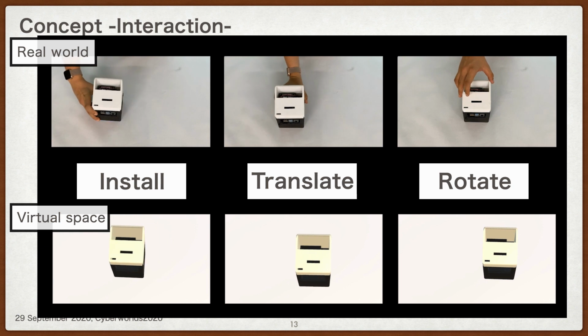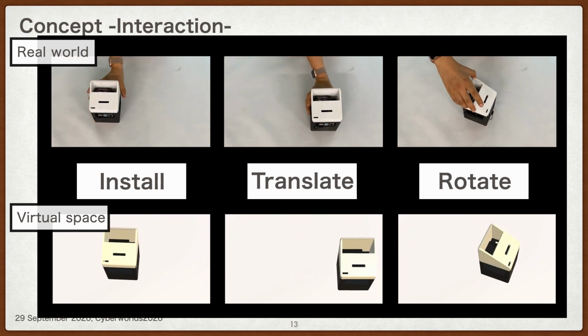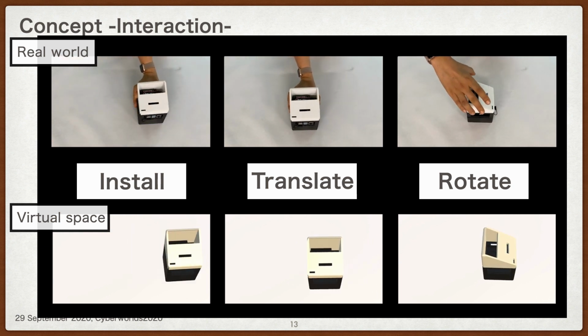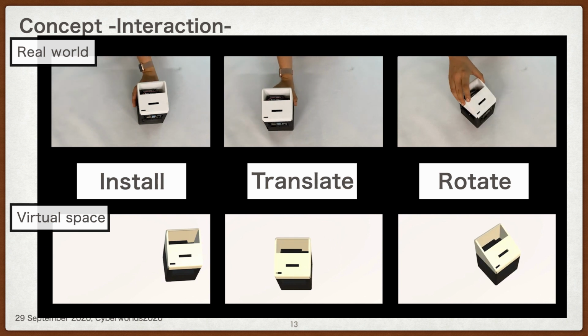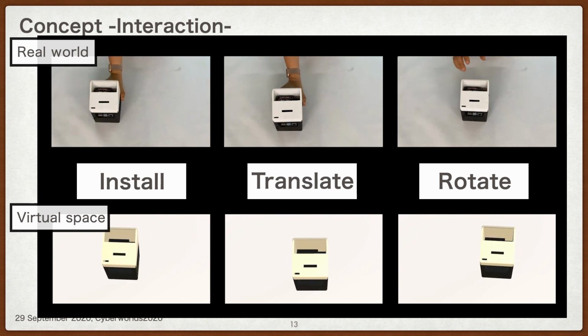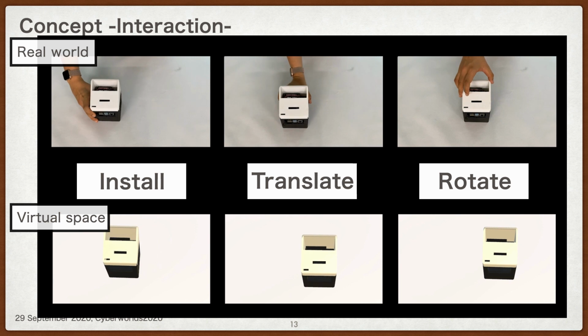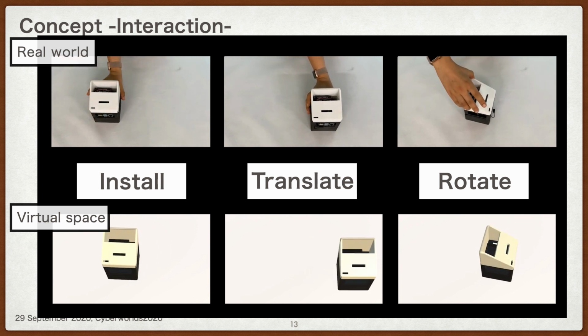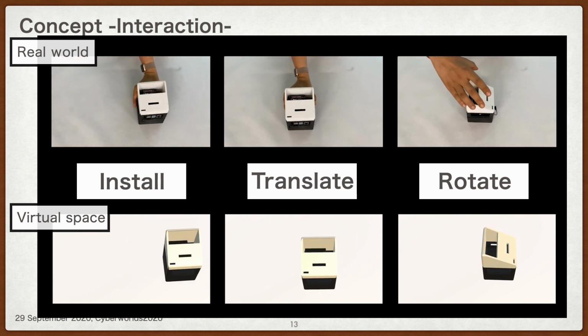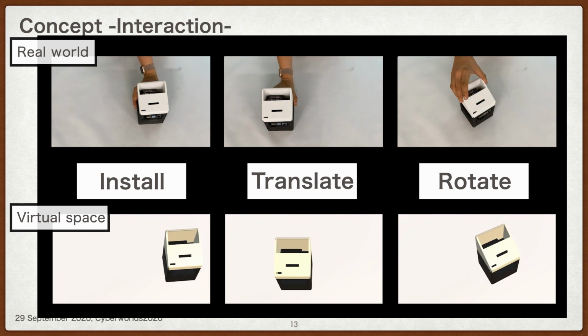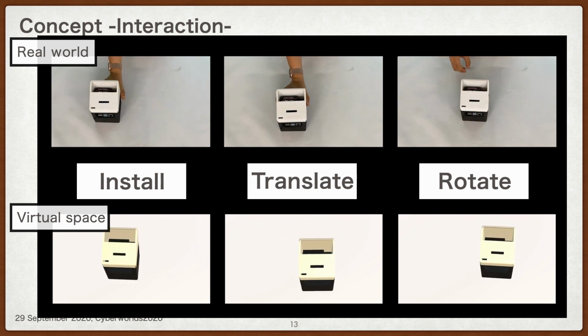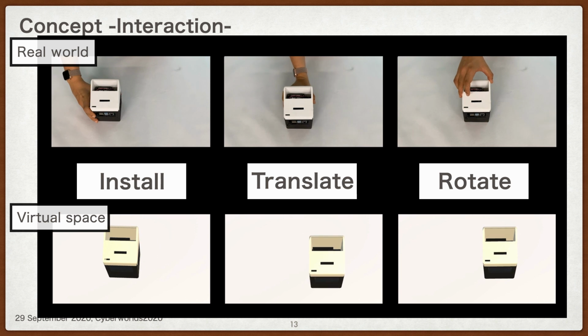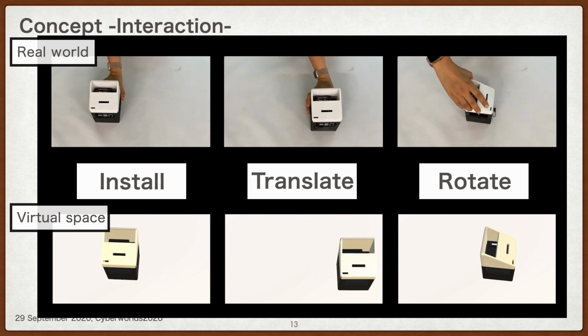By using the resident in the real world, the user can handle the virtual resident and the virtual space by three kinds of basic interactions: install, translate, and rotate. This means that even non-design specialists can move virtual objects easily, and the users can share the interaction with each other.